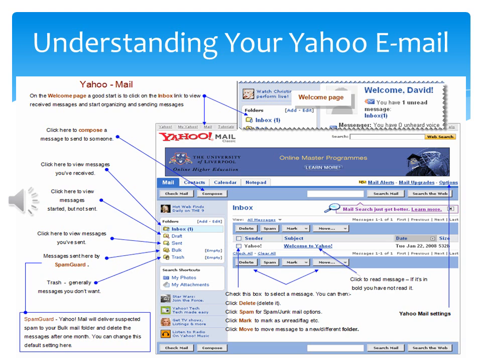So you can see that you have your inbox, your draft, your sent, your bulk, which is going to be your spam or your junk mail, and your trash.